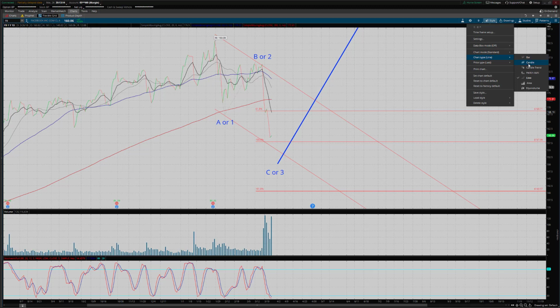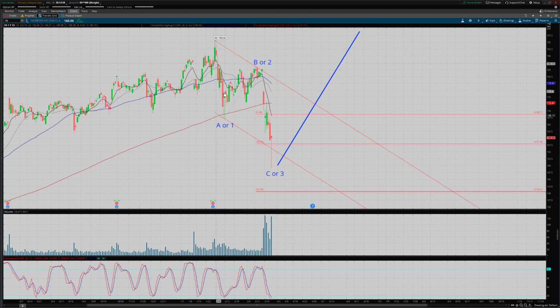Using my best personal judgment here, I'm still thinking this is an ABC, but I've left the 1, 2, 3 potential just in case. If this fails quickly and we break down and start really closing outside this channel, I'd have to embrace that we're going down impulsively. But that's just not what's happening right now, and I'm still favoring the upside personally. But I'll tell you how I'm playing this.